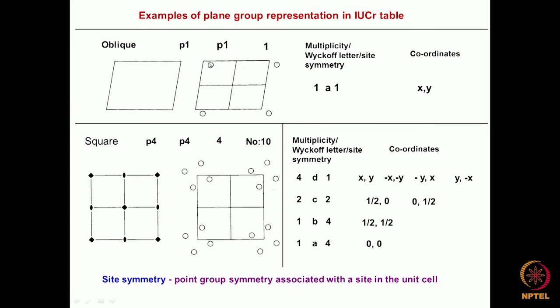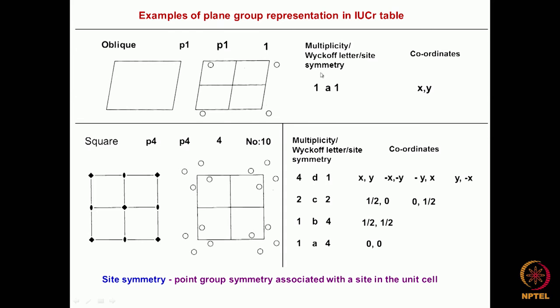If I take a motif, generally the motif is represented by an open circle. If I keep this motif at a point which doesn't have any symmetry element associated with it, it's one-fold symmetry, then only by a one-fold rotation will this repeat itself. So essentially one-fold. What are the coordinates of these points? These coordinates of the points could be x, y.